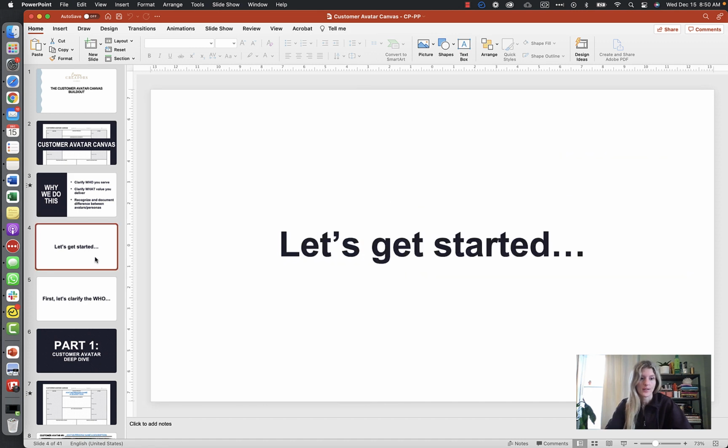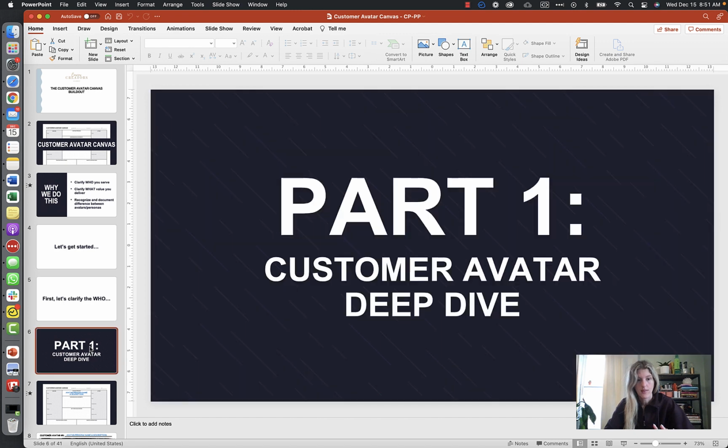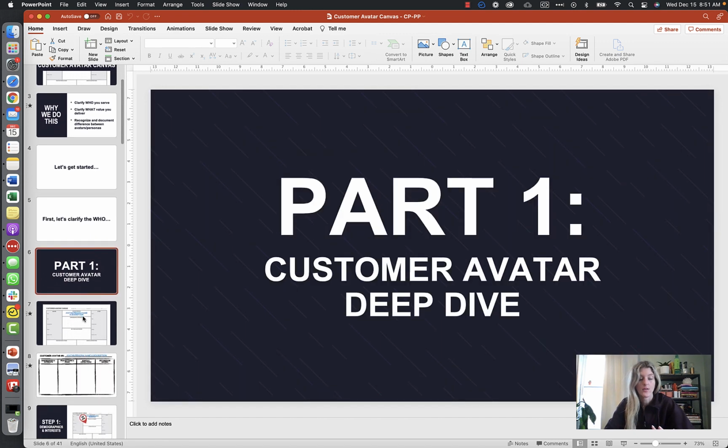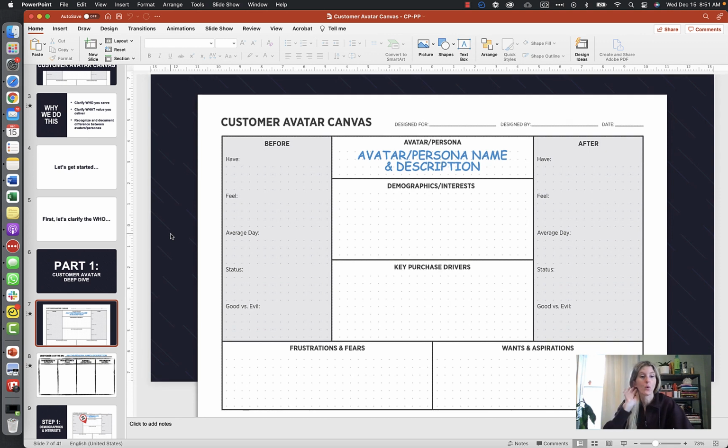So let's get started. First, we want to clarify the who, and that's part one, the customer avatar deep dive. Now, in the resources section, you have this worksheet. I would print it out. You could fill it out on the computer, but I think writing it down, crossing things out, erasing things, making mistakes, writing in the margins, I think that's probably a really good idea for the first couple drafts.